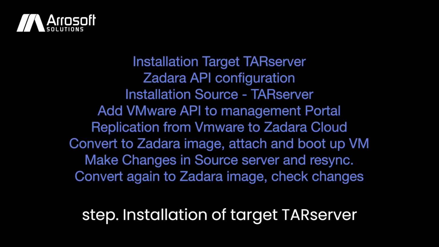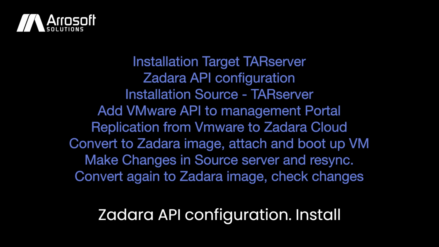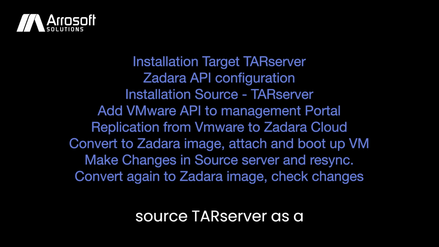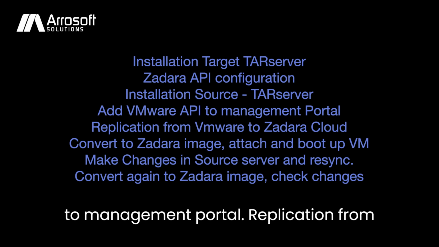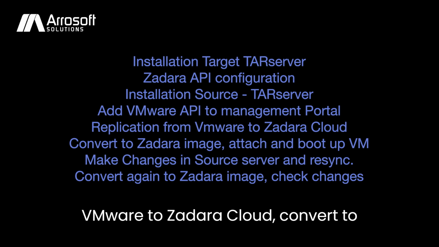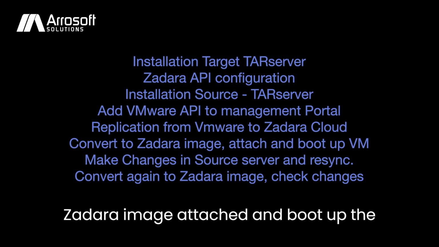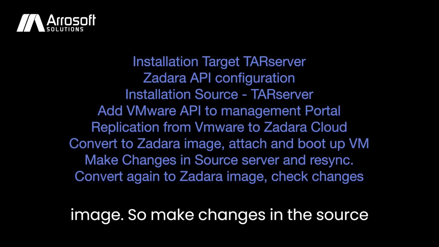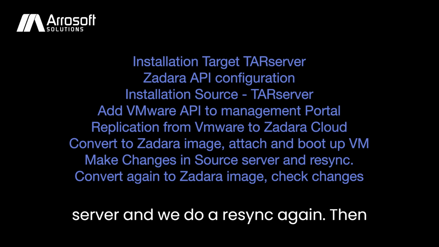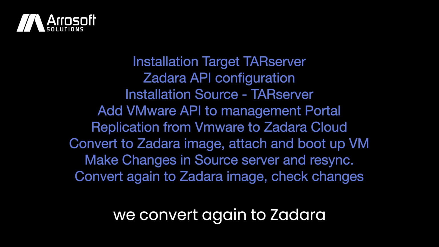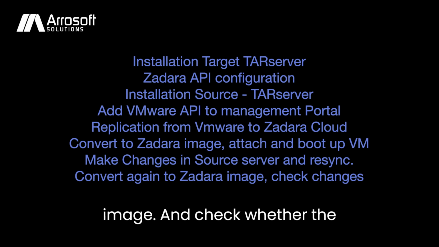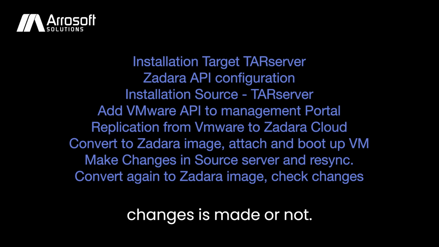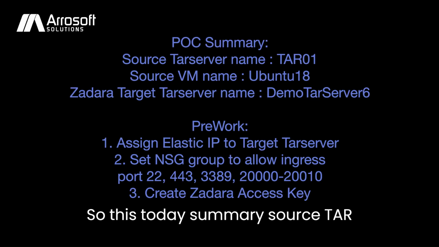Installation of the target tar server, Zadara API configuration, install the source tar server on VMware, add the VMware API to the management portal, replication from VMware to Zadara cloud, convert to Zadara image, attach and boot up the image. Then we make changes in the source server and do a resync again, then convert again to a Zadara image and check whether the changes are made or not. So this is today's summary.